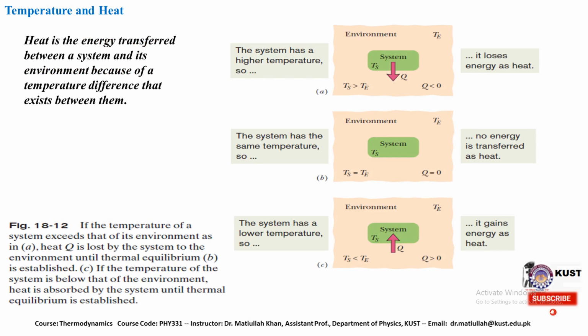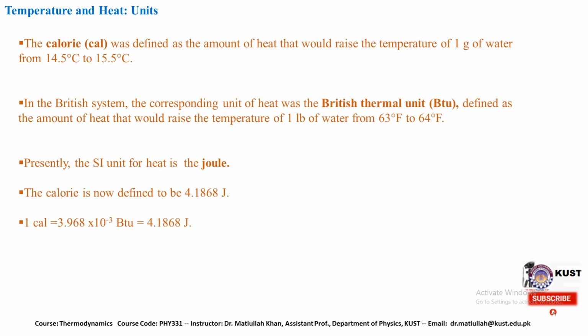Temperature and heat. Heat is the energy transfer between a system and its environment because of the temperature difference that exists between them. Heat flows from a body at higher temperature toward a body at lower temperature, and this flow of heat continues until both bodies achieve the same temperature. This is heat: energy transferred between bodies by virtue of their temperature difference.